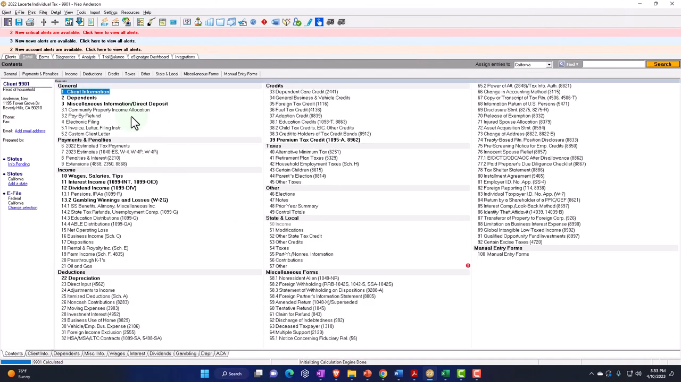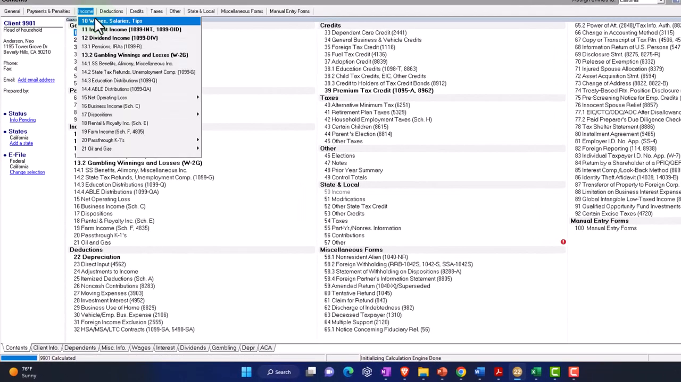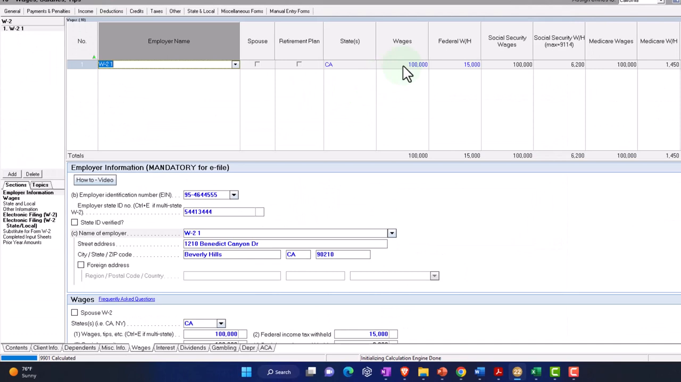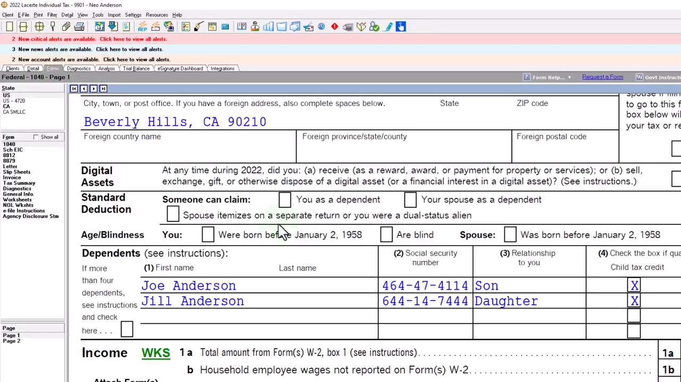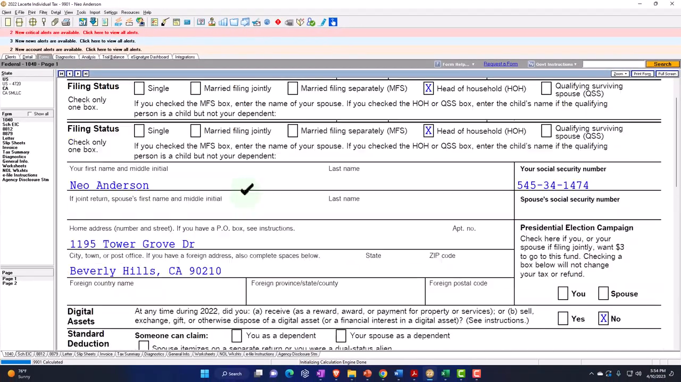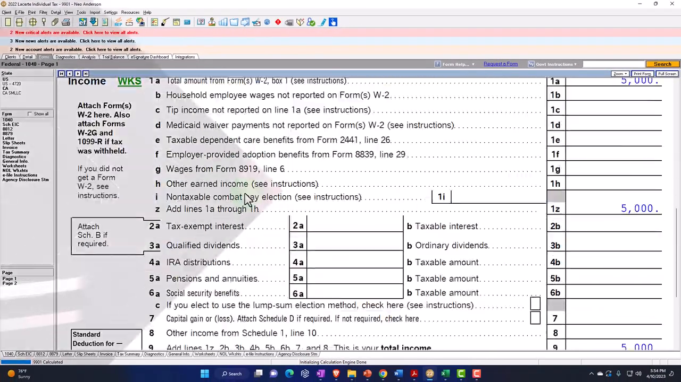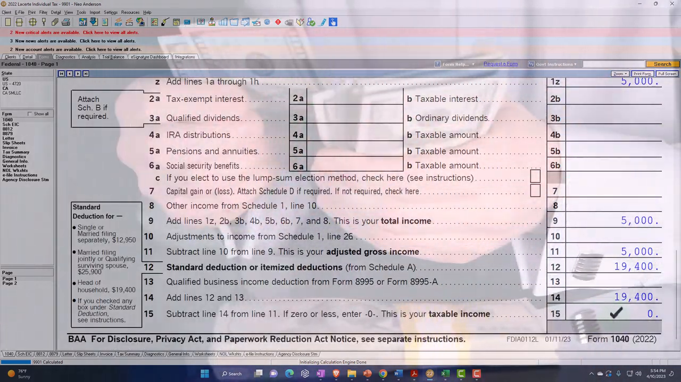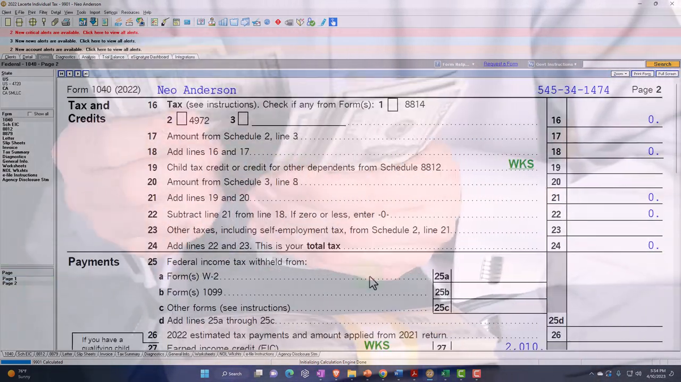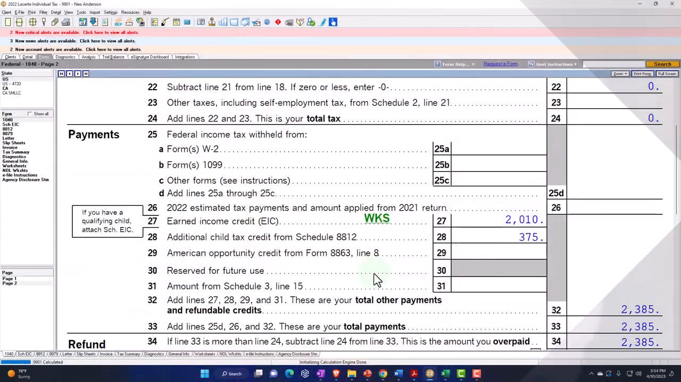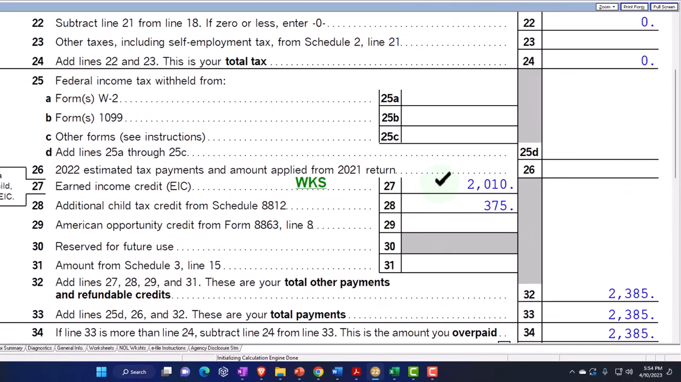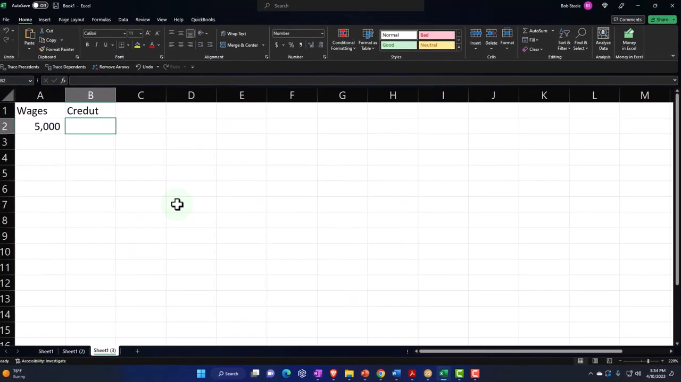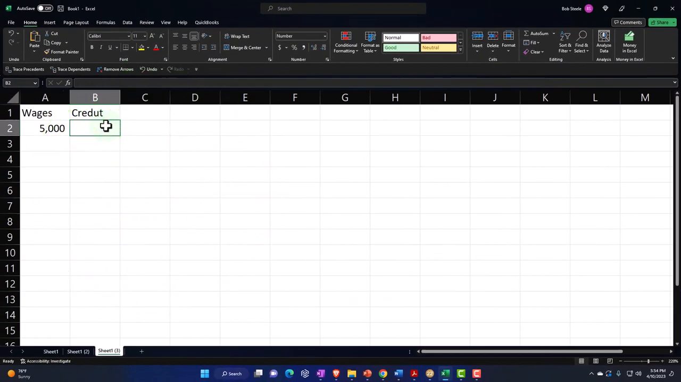So let's go back on over and let's imagine we had 5,000 of income, which you would think would be quite low and not something that would be able to support two kids typically, but let's start there. And we're gonna say 5,000 of income. Obviously that's below the threshold, so we have no taxable income, but on page number 2, we may still have the earned income tax credit as we have here at the 2010. So I'm just gonna map that out so we can make a graph of it.